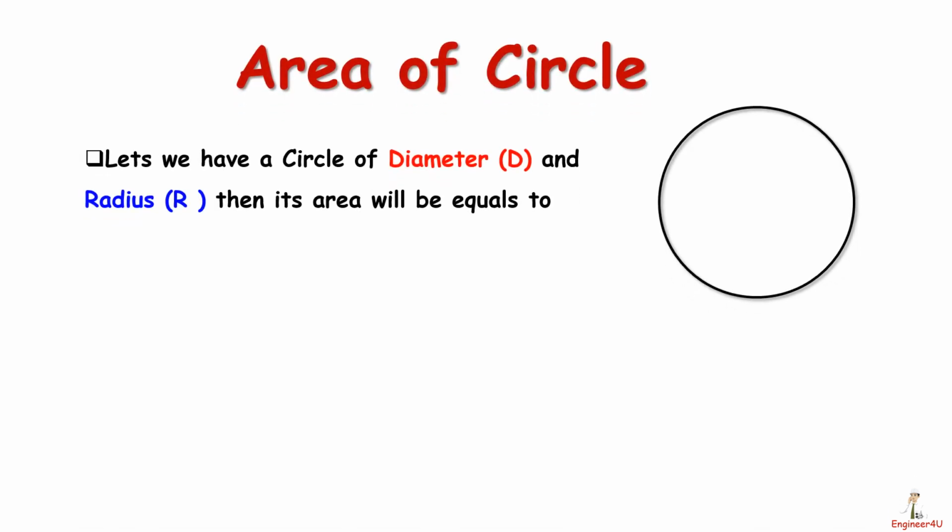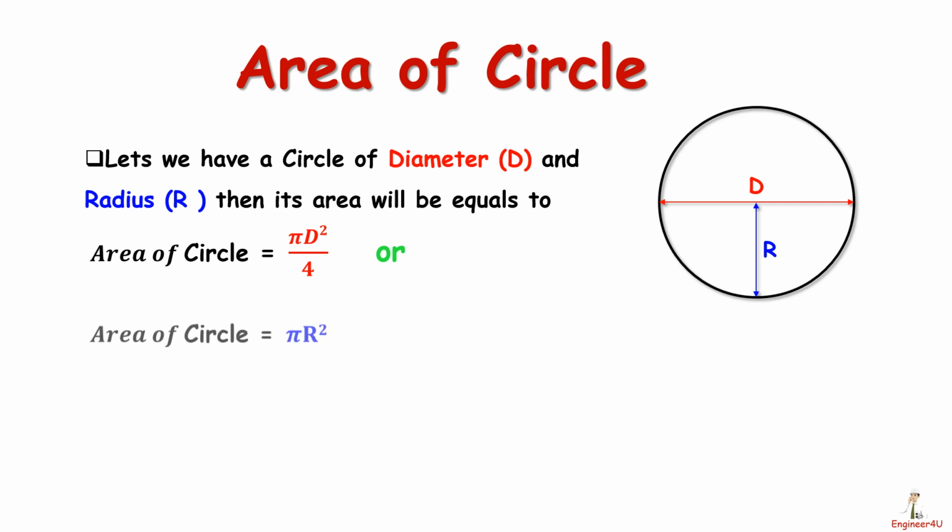Third geometry is circle. Let's say we have a circle of diameter d and radius r. Then its area is equal to pi times diameter square whole divided by 4. Or in case of known radius, area of circle is equal to pi times radius square.